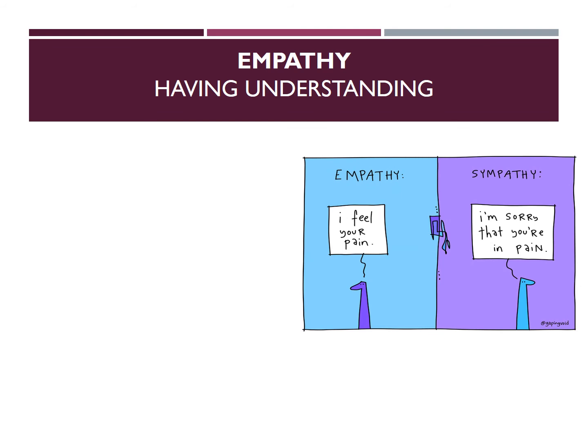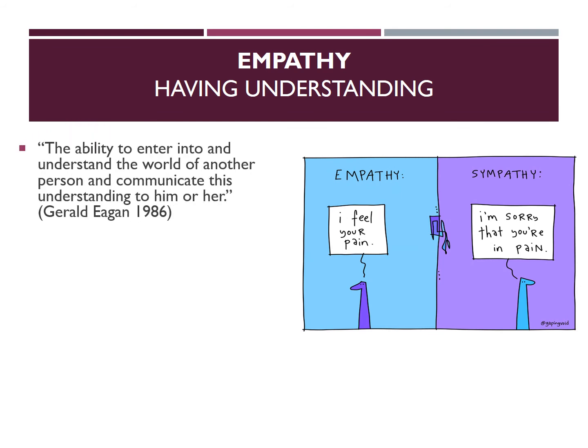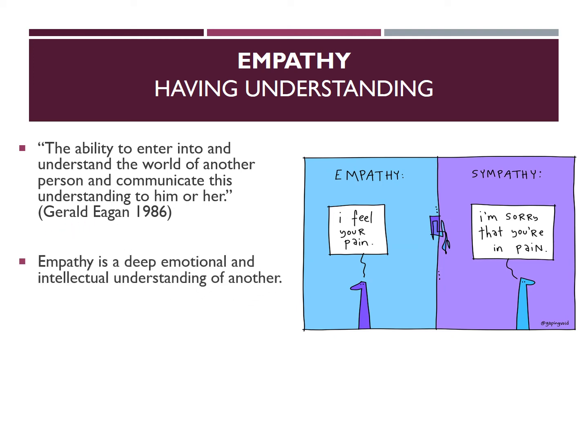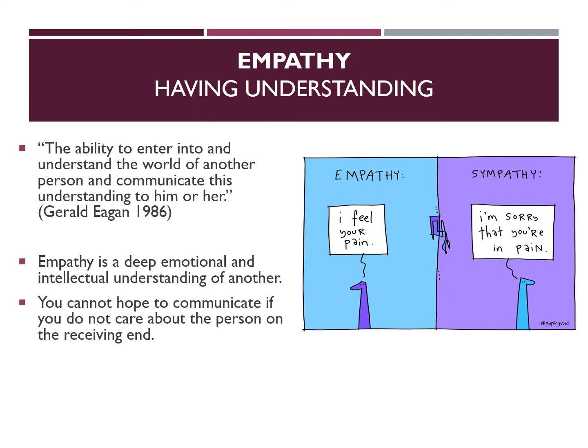Empathy. Now this is having an understanding of the other person. Gerald Egan says that this is the ability to enter into and understand the world of another person and communicate this understanding to him or her. It's a deep emotional and intellectual understanding of another, and we can't hope to communicate if we don't care about the other person. Empathising with a person strengthens the relationship.